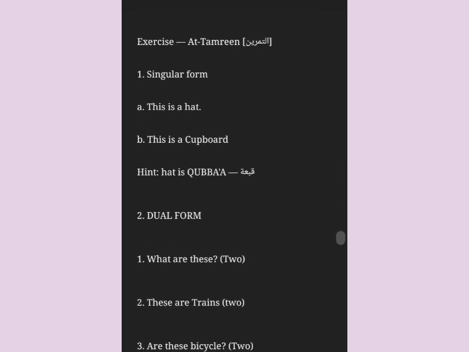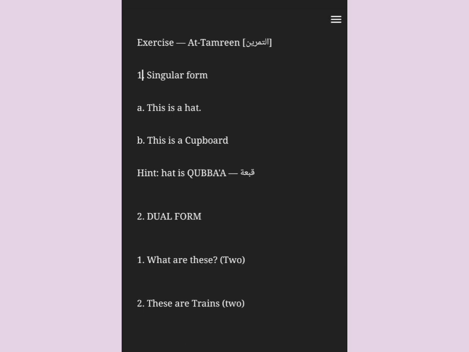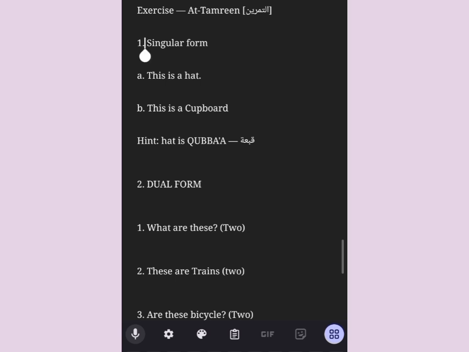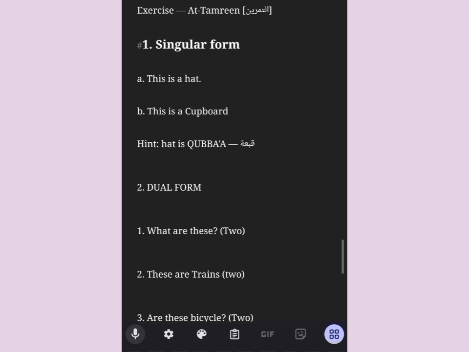Exercise, basically. You are to translate to Arabic, and here we have the singular form. So you translate: This is a heart. Look for what is a heart. This is a cupboard. Look for the word cupboard. Of course, yes, kubba. There's a hint for you.